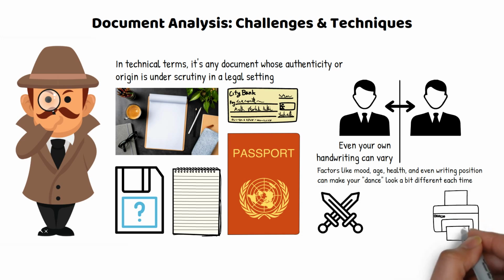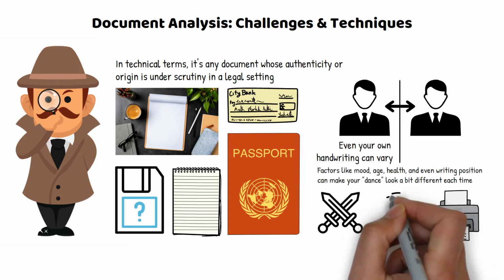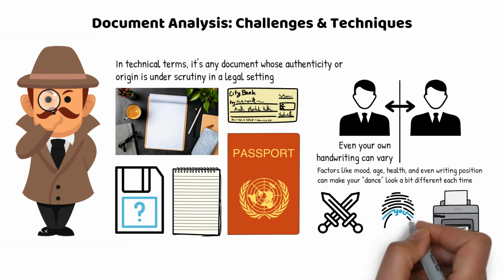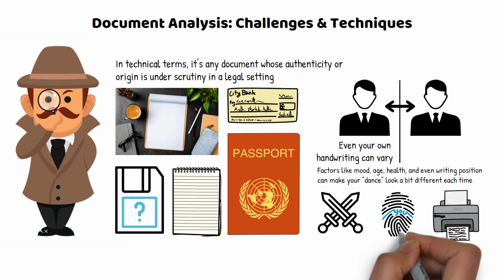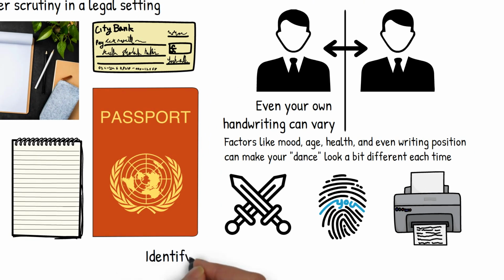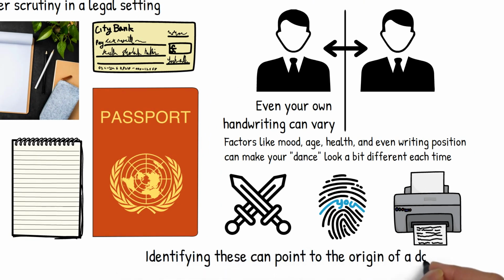Moving on to the mechanical side of things, printers and photocopiers are like the unsung background artists in the world of documents. They leave subtle marks, patterns, and defects that are unique, much like a fingerprint. Class characteristics refer to features common to a group of machines, like make and model, while individual characteristics are unique to a single machine, like specific wear and tear. Identifying these can point to the origin of a document.